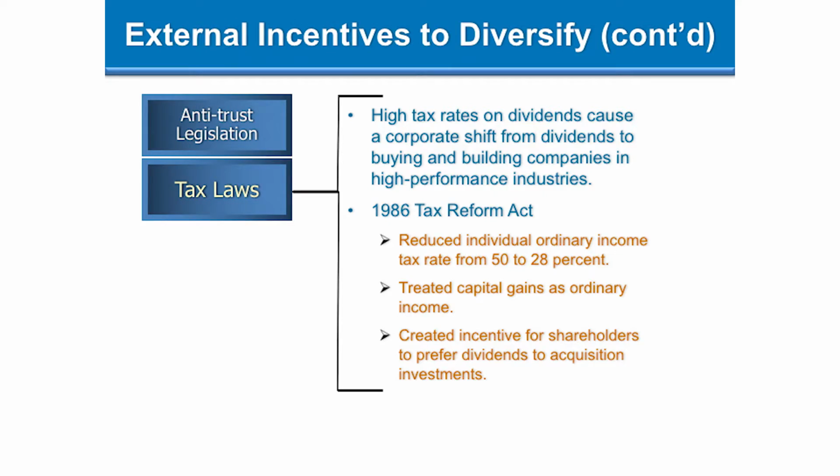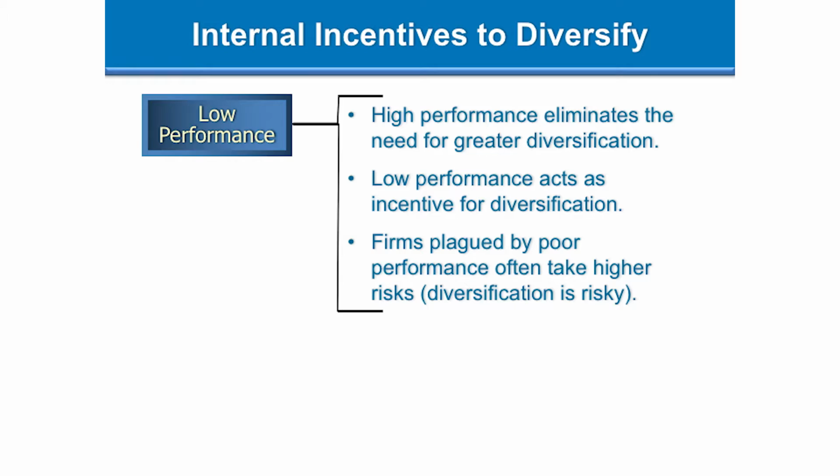The other external environment factor is higher tax law. High tax rates push a firm to shift to buying and building other firms in high-performance industries or countries. The 1986 Tax Reform Act is one example of a government policy change that created incentives for firms and shareholders.